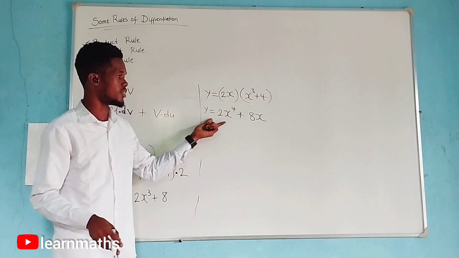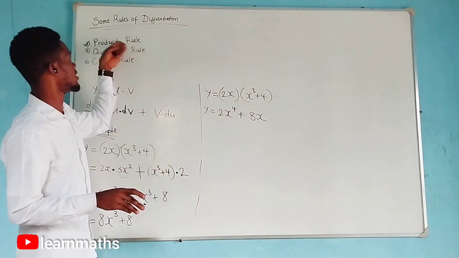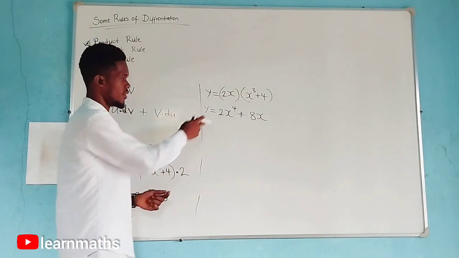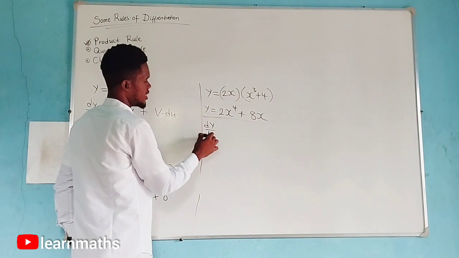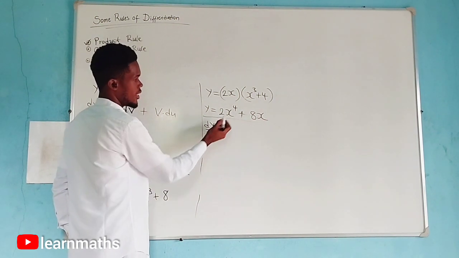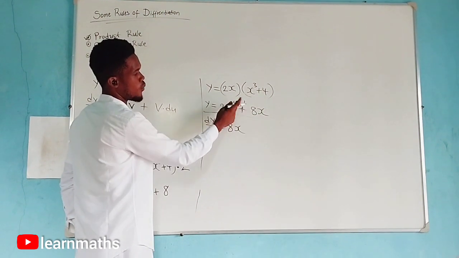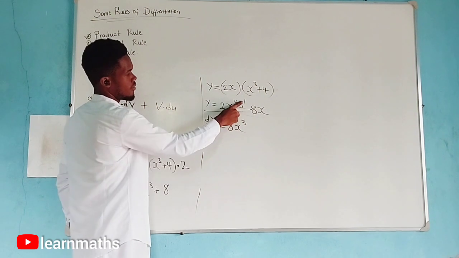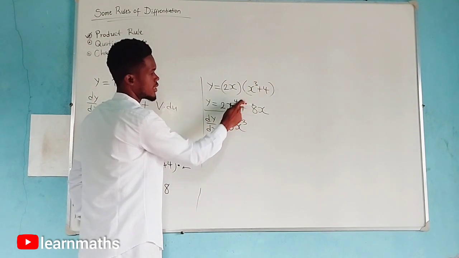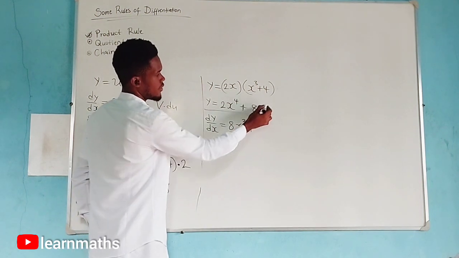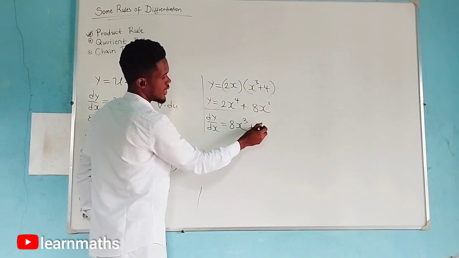Now that we've opened the bracket to get this function, y equals to this, let's just apply the basic rule of differentiation to see if we're going to get the same thing here. Now this is y, right? Let's get the dy dx. Let's differentiate this. This is going to be 4 times 2, that's 8. Then you reduce the power by 1, that's 3, right? Plus, the power of x here is 1, right? 1 times 8, that's 8.